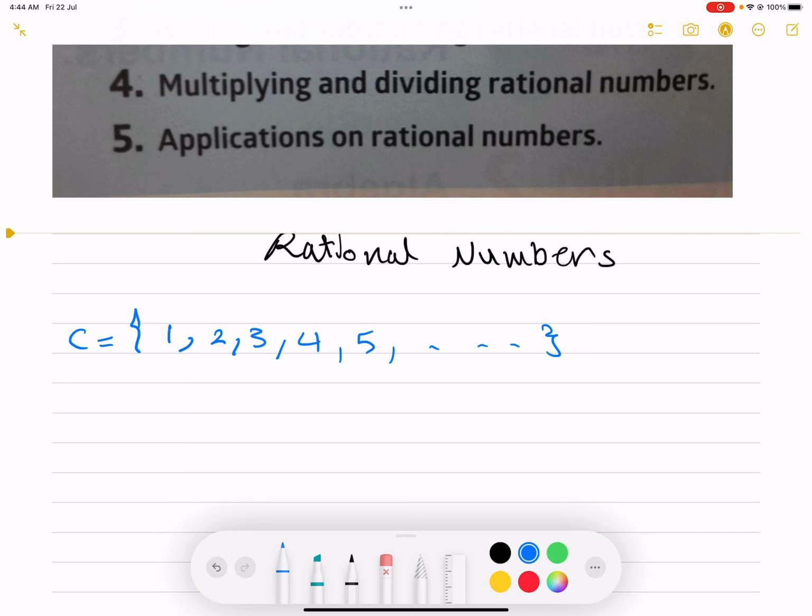So the smallest counting number was 1. Then we had something called the natural numbers, which we gave the symbol N, and it starts with 0, 1, 2, 3, 4. If you notice, the natural numbers are the same thing as the counting numbers, but you have to add the element 0.